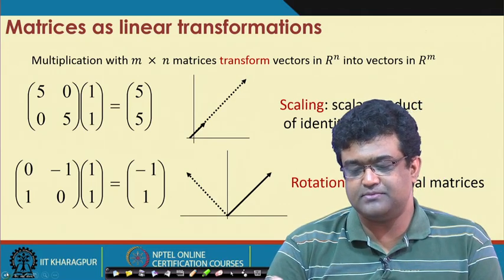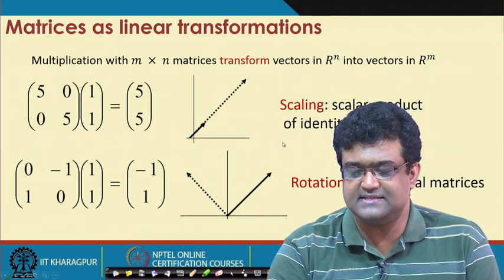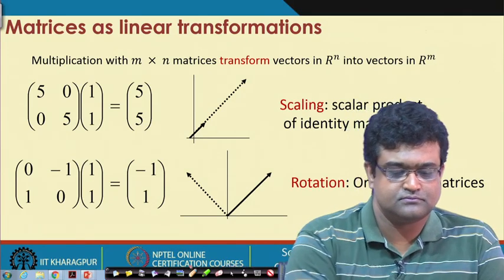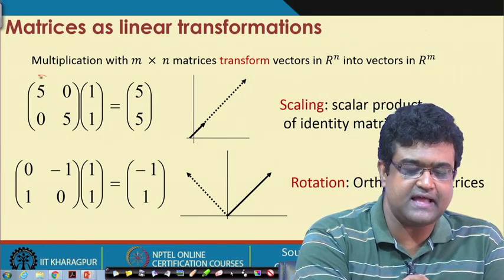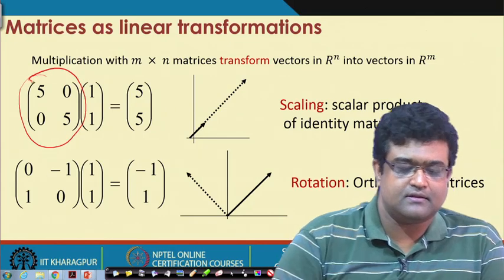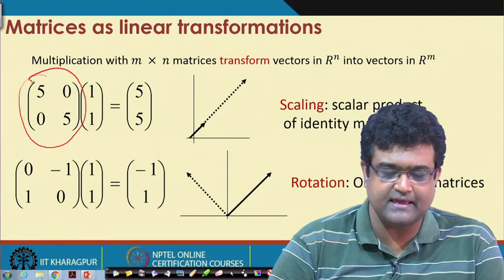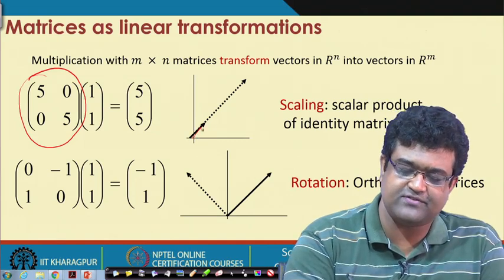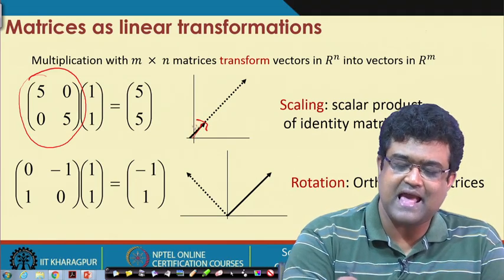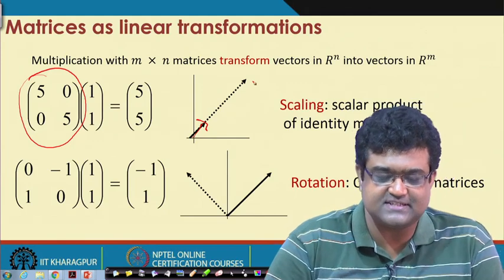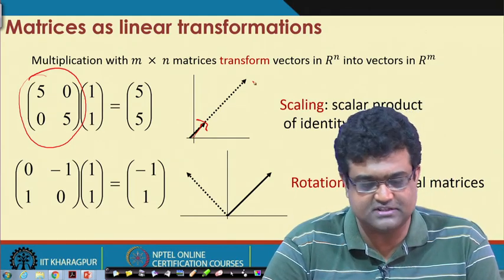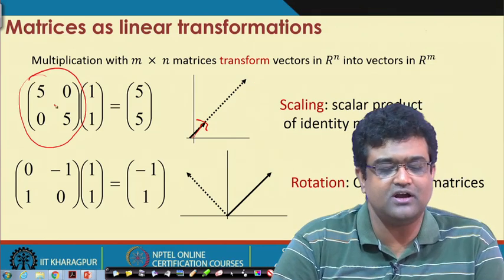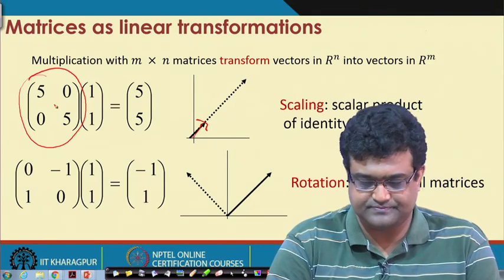The first transformation that we discuss is the scaling transformation. You see that the matrix A here transforms this vector 1 1, which is a vector like this, into 5 5, which is just a scaled version of the original vector. Hence, this transformation is called the scaling transformation.